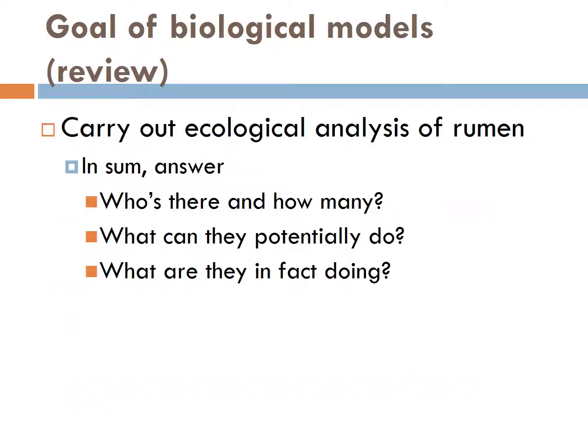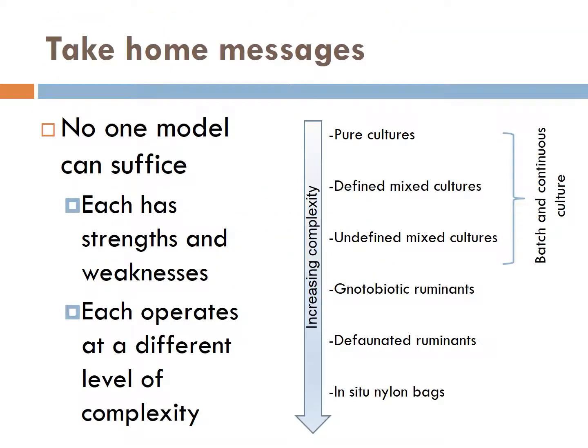In discussing the myriad of biological models, let's not lose sight of our original goal, which is to carry out an ecological analysis of the rumen. We want to answer who's there and how many are there, what can they potentially do, and what are they in fact doing. The take-home message from this lecture is that no one biological model can suffice. Each model has its individual strengths and weaknesses, and each operates at a different level of complexity.